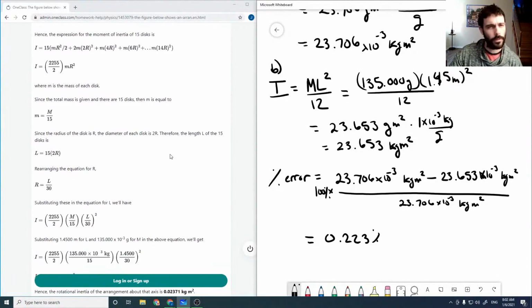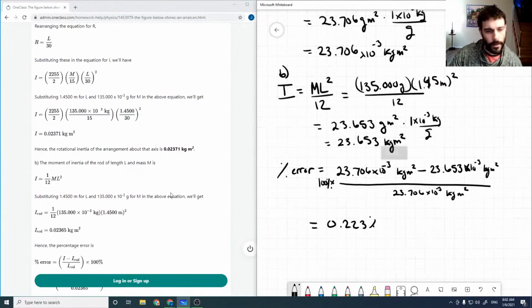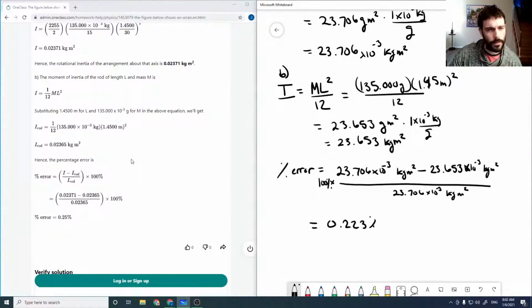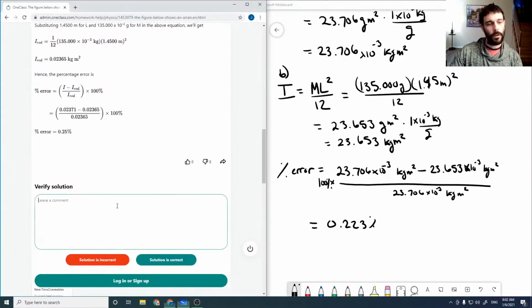Okay, so if we check through the solution here, we get 0.02371, so that looks pretty good. And if we approximated this in this way, we would get 0.02365, which looks pretty good. And the percent error would be about 0.22 or 0.25. That would be just rounding differences, I assume. So this looks good.